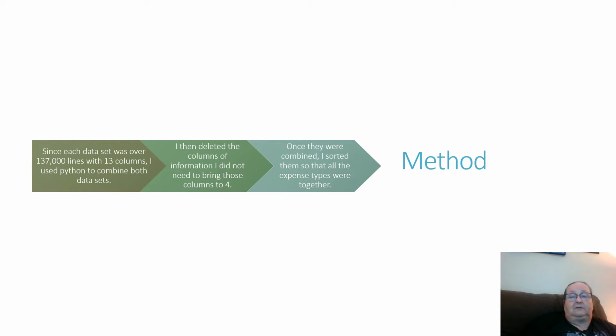Once they were combined, I was able to sort them so that all the expense types were together, and that would allow me to do many queries depending on what I was exactly looking for, such as what expenses were done by a specific year or what expenses were done for a specific expense type.